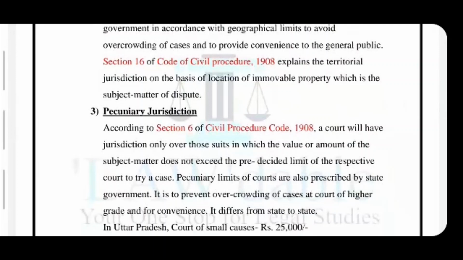This is to prevent overcrowding of cases at higher courts, otherwise everyone would run to higher courts. Already we have a lot of cases in the higher courts and the Supreme Court, and if this point is not adopted, then there will be more overcrowding of cases at higher courts. So, jurisdiction according to value differs from state to state.